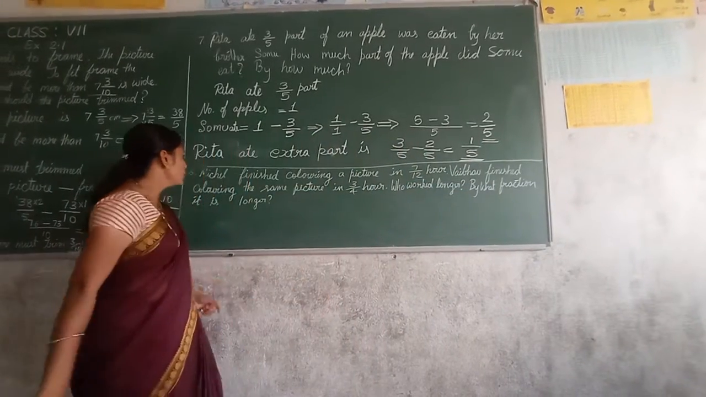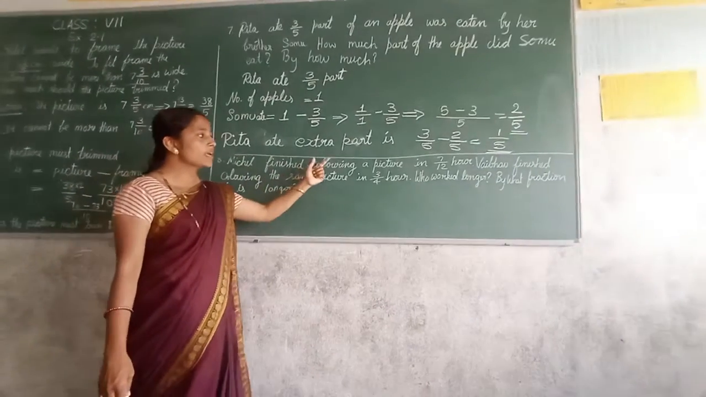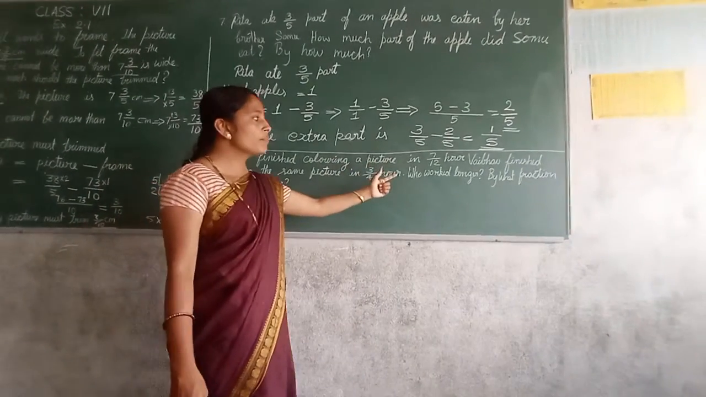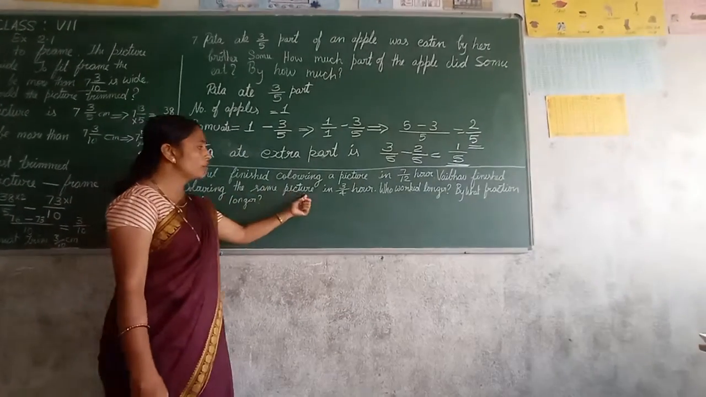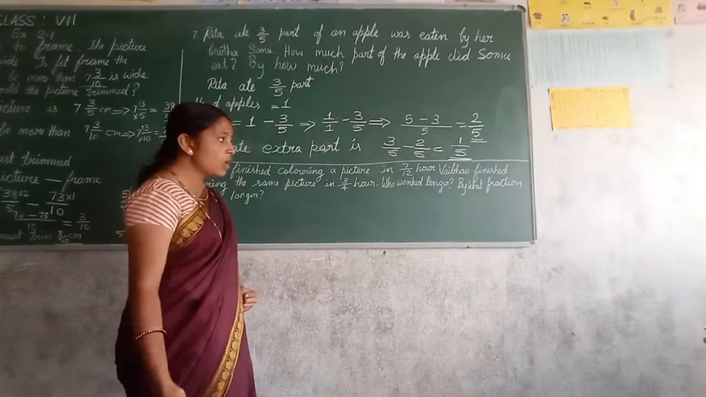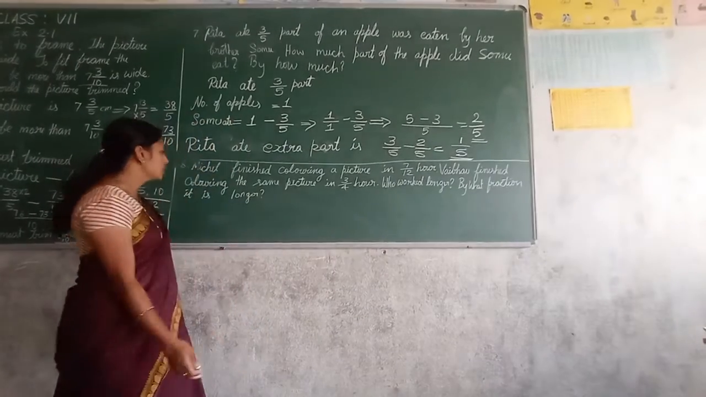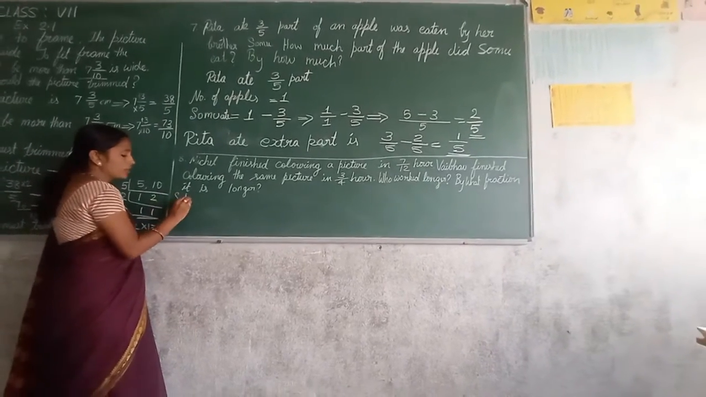Now let us switch to the next question. Michael finished coloring a picture in 7/12 hour. Vaibhav finished coloring the same picture in 3/4 hour. Who worked longer? By what fraction is it longer? So let us first take down what is given.